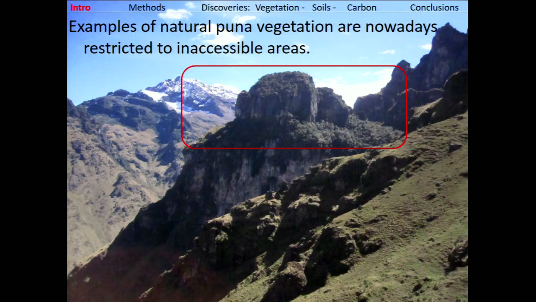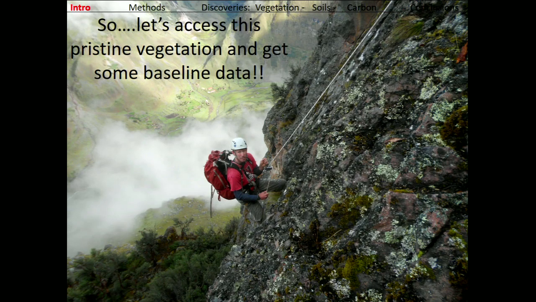you find that the only examples of natural pristine puna vegetation are found in really inaccessible areas such as this. But if we could access these areas and get ourselves some baseline data on natural ecosystem properties, we would be able to objectively assess the millennial scale impact of humans on this landscape. So this is what I did.